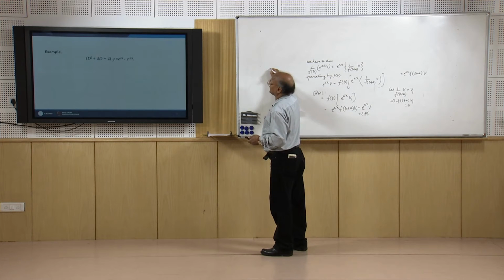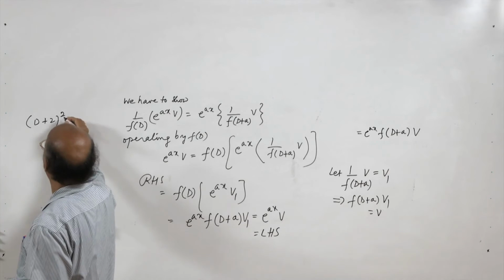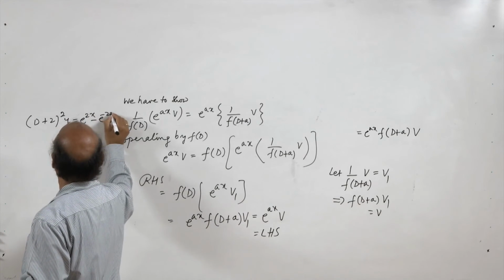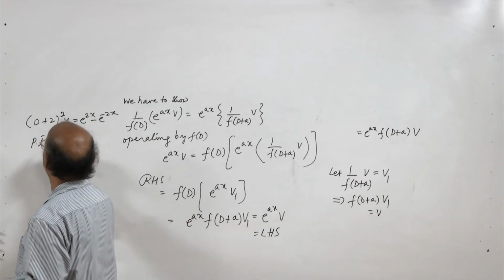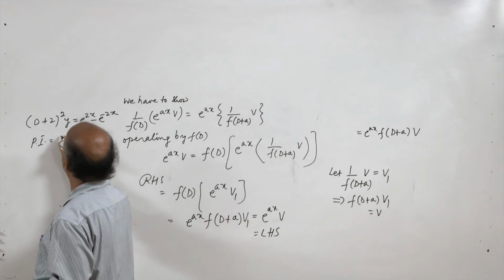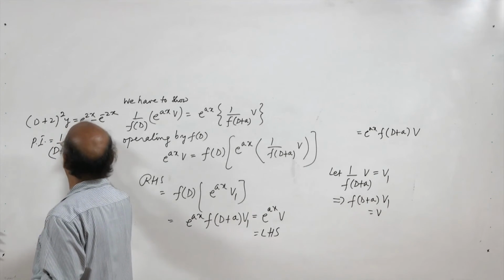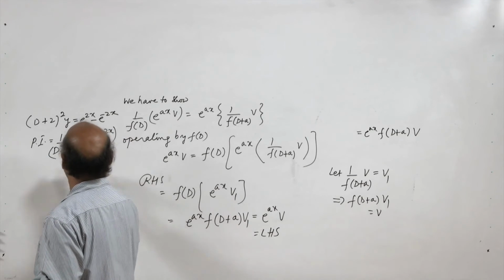Now, let us apply this formula to solve the equation D square plus 4D plus 4, which we can write as (D plus 2) whole square, y equal to e to the power 2x minus e to the power minus 2x. I will just find the particular integral here. The complementary function is easy to find. So this is 1 over (D plus 2) whole square, e to the power 2x minus e to the power minus 2x.